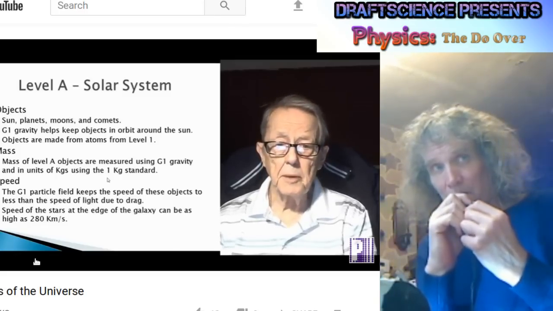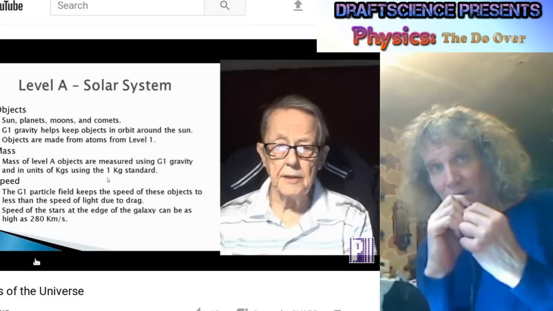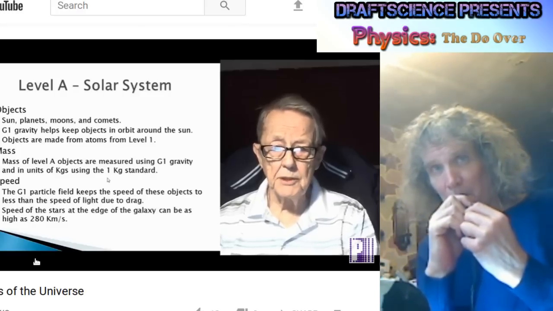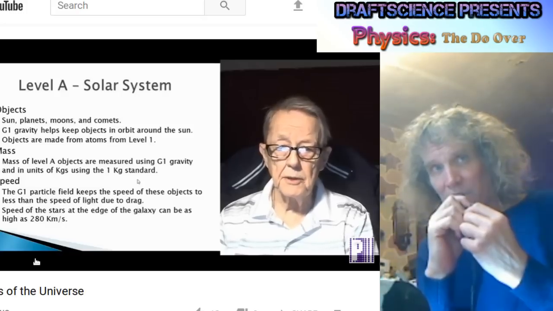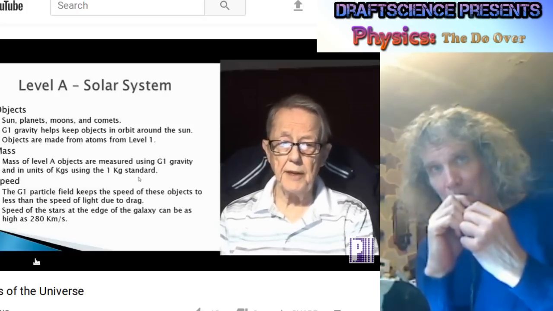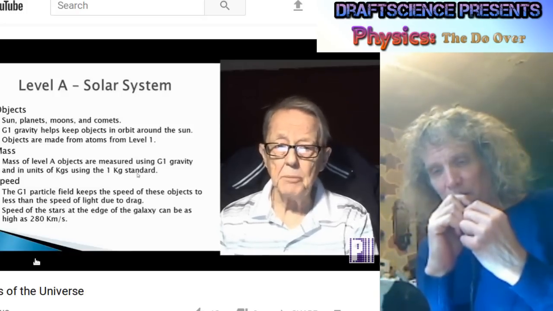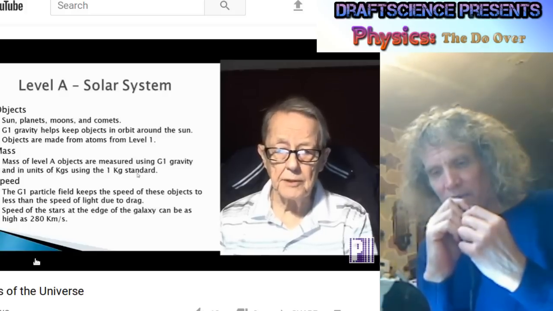So we'll start in a little bit more detail about level A, the solar system. The objects in the solar system are the sun, planets, moons, comets, asteroids, whatever else, and it's gravity, G1 gravity, that keeps these objects in orbit around the sun.